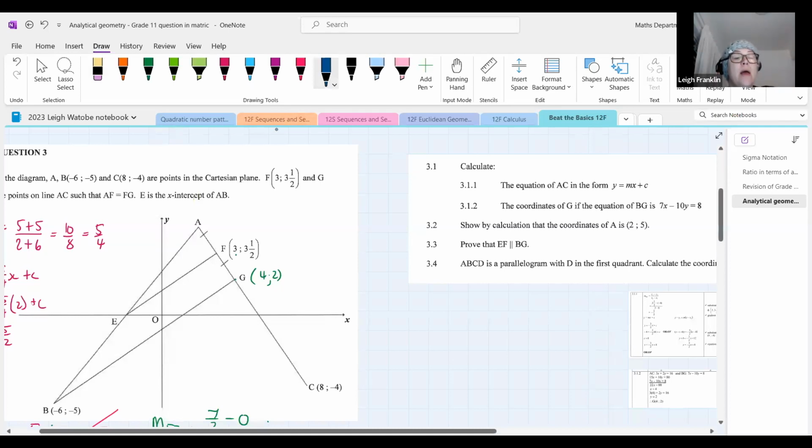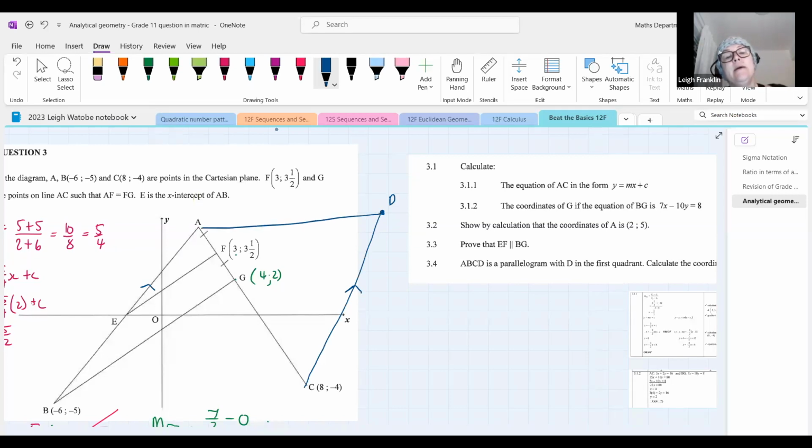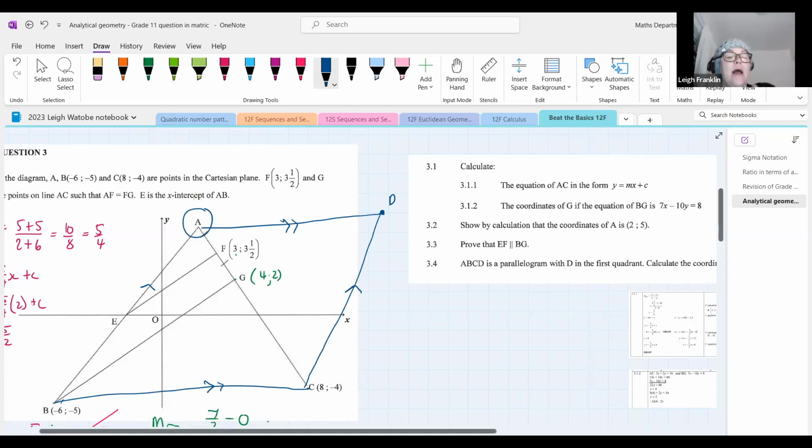Okay, so AB is parallel to CD. So D is somewhere over here. These lines have to be parallel for it to be a parallelogram. And AD is parallel to BC in order for it to be a parallelogram. Okay, you see the order starting here, and we're going in an anti-clockwise direction. A, B, C, D. Here's D, somewhere up here in the first quadrant. Okay, can everybody see that?